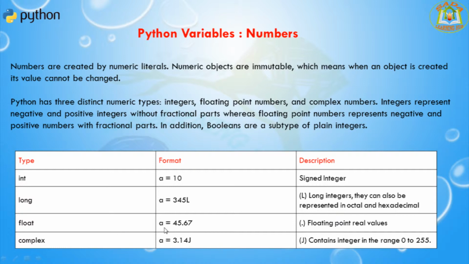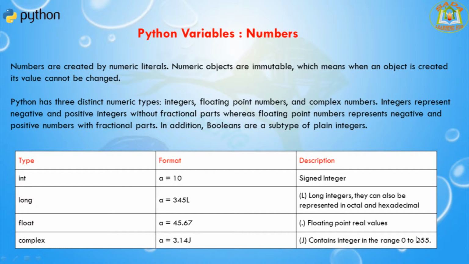Next is the float value. A float value has a fractional part; the number contains a dot operator. A floating point is a real value. Coming to complex values, a complex value contains j, for example a = 3.14j, meaning this number is a complex number. Without j, that number is a float number. The j part is an integer in the range of 0 to 255. These are the four subtypes of plain numbers.